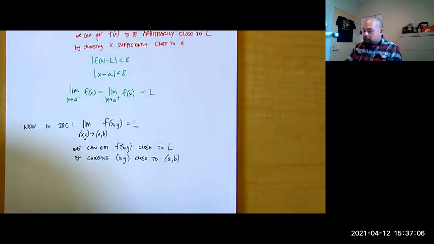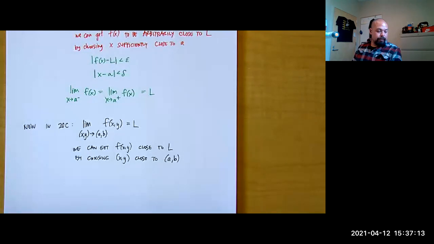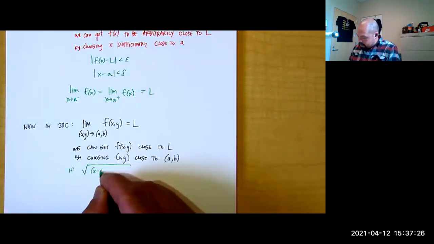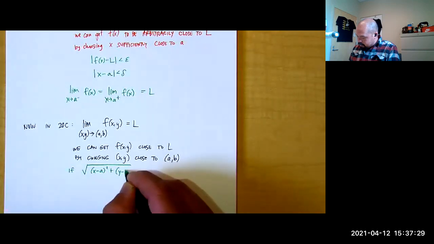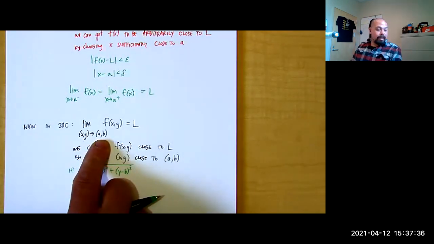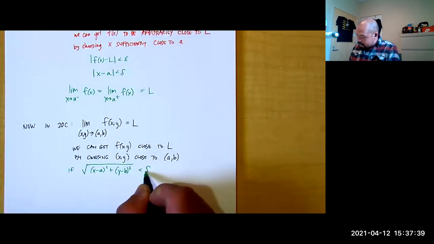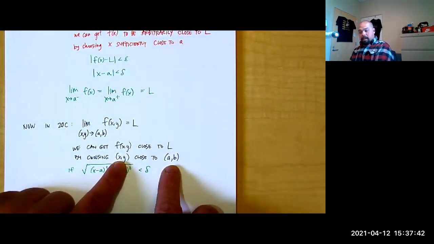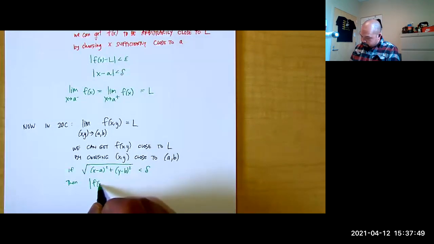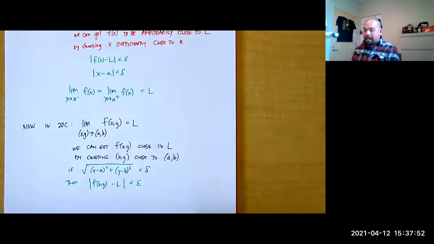Okay? In the longer notation, in the more detailed math language and symbols, we're kind of saying that if this distance between our point x, y and the point we're approaching a, b is less than delta, right, the distance between these two points is less than some delta, then when we look at the value of our function minus our limit, that's going to be less than epsilon.